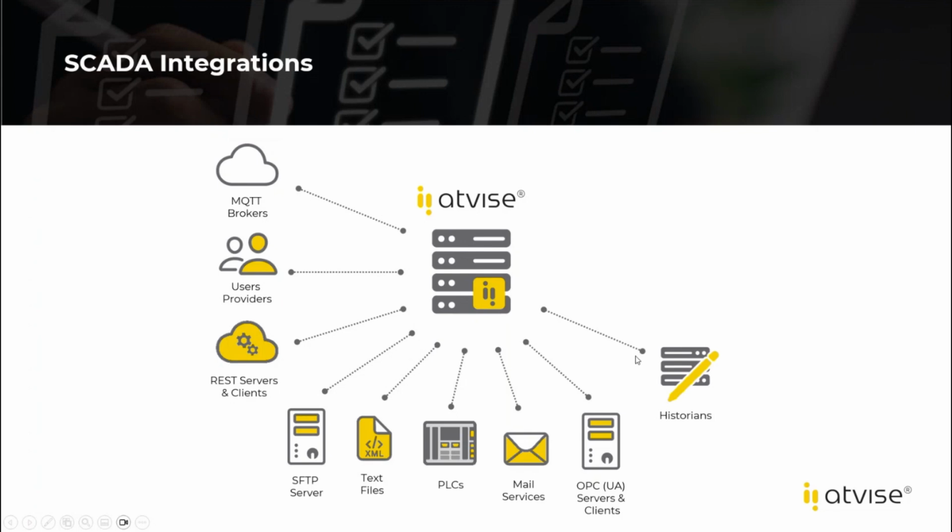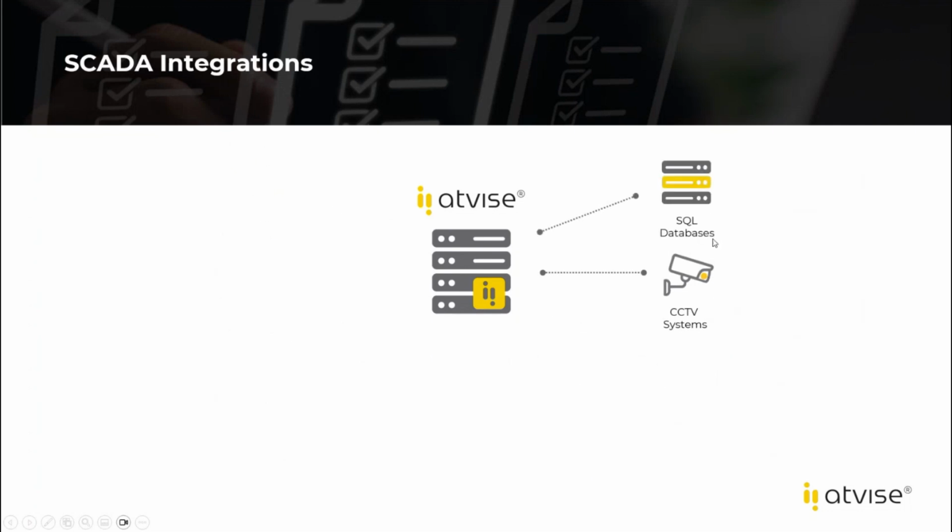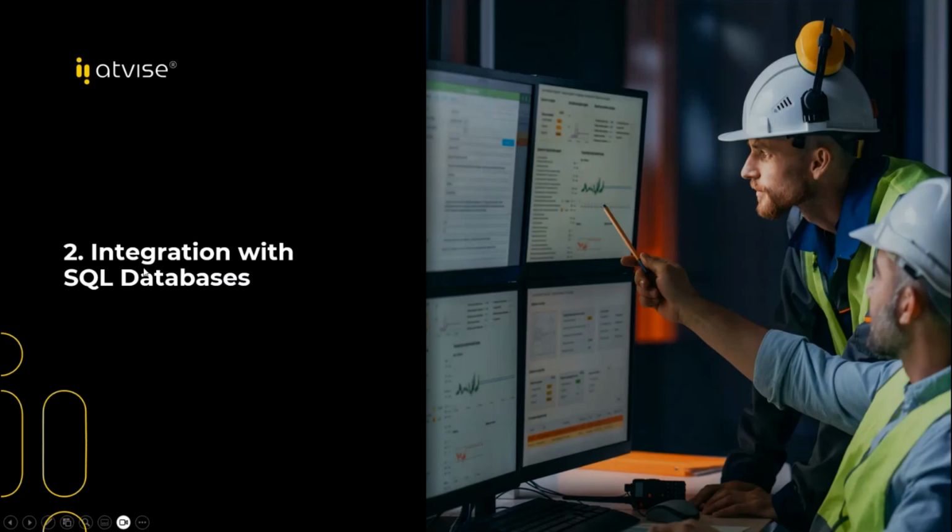We also need to integrate with industrial historians, those who manage huge amounts of data. You may want to create some charts with data coming from there in your SCADA system. And also IP cameras and SQL databases. These two integrations are the ones that we are going to explore today. So let's go with the first one, integration with SQL databases.